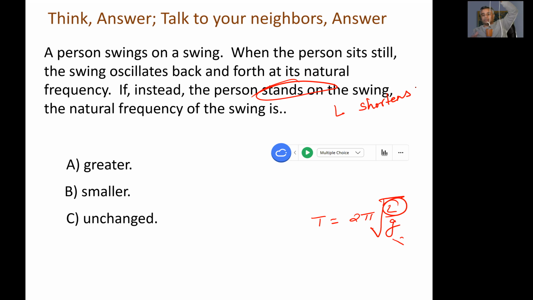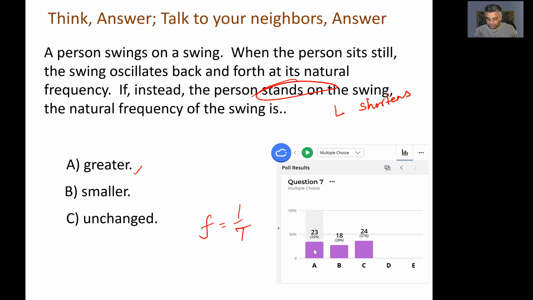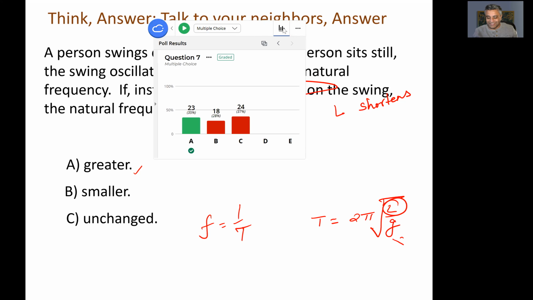So there is swing, person is sitting there, right? And then what happens? Person stands up. So center of mass is there, means length is just this much. So L is smaller means T is smaller. T is smaller, but here the question is asking about frequency, not the T. And frequency and T, they are inversely related. T smaller means frequency gonna be greater. It's gonna go faster, okay? So it looks like A is correct answer in this case. Hey, it changes, it changes.